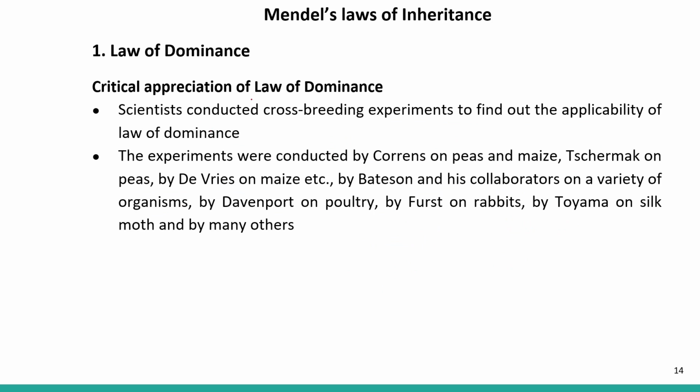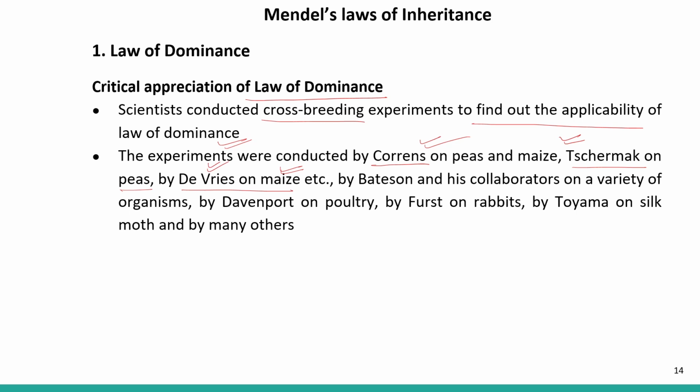Critical appreciation of the law of dominance. Scientists conducted cross-breeding experiments to find out the applicability of the law of dominance. The experiments were conducted by Correns on pea and maize plants, Tschermak on peas, and De Vries on the maize plant. These were the 3 scientists who also rediscovered Mendel's law.